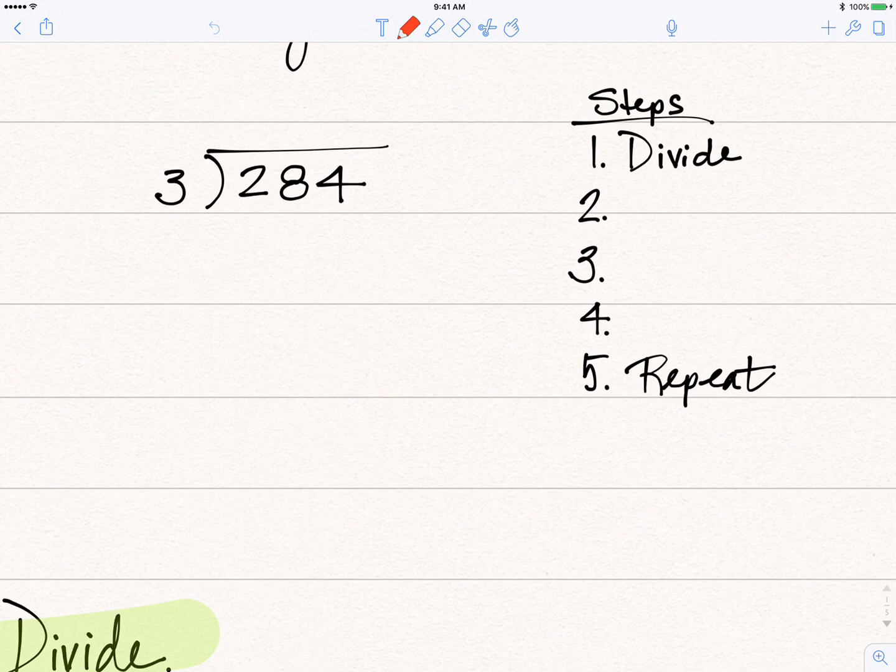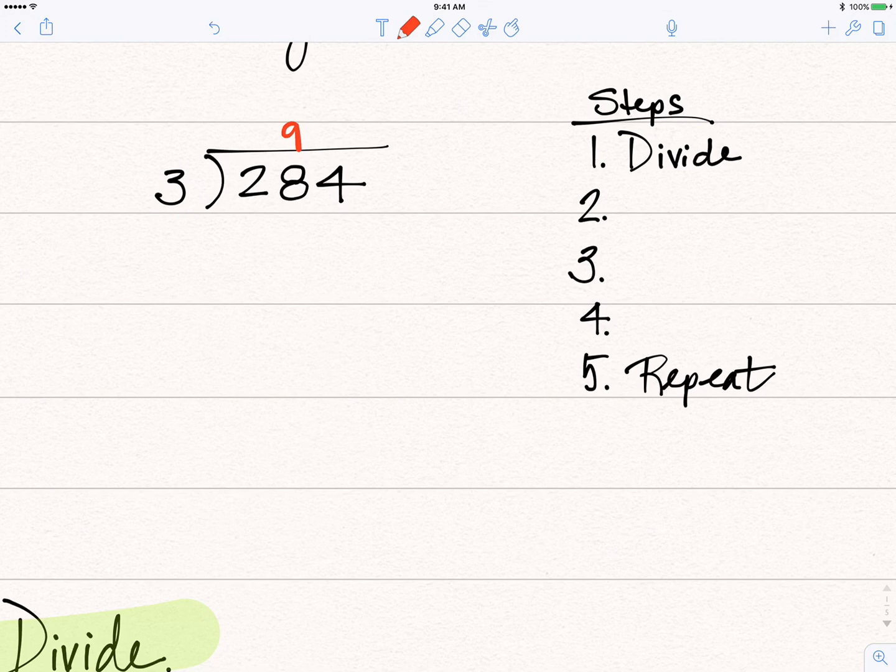Our first question would have been, how many times does 3 go into 2? And we would have answered that and said, well, it doesn't. So then we would next ask, how many times does 3 go into 28? This is actually the exact same question as what is 28 divided by 3? So you'll notice my first step is to divide. 28 divided by 3, we know is 9.